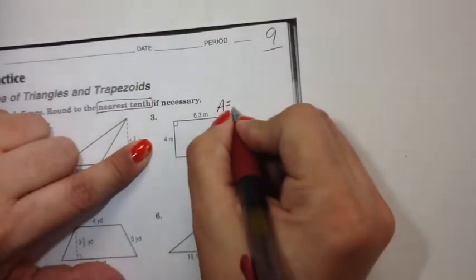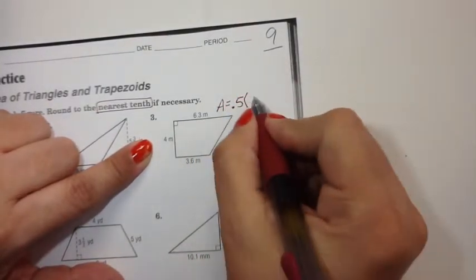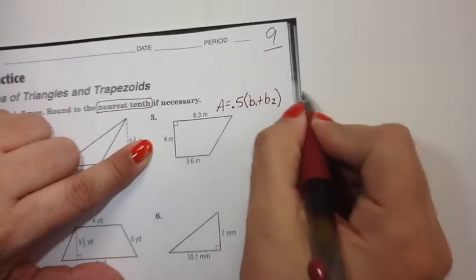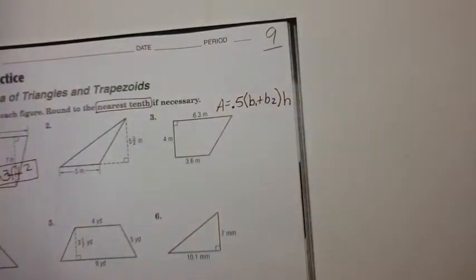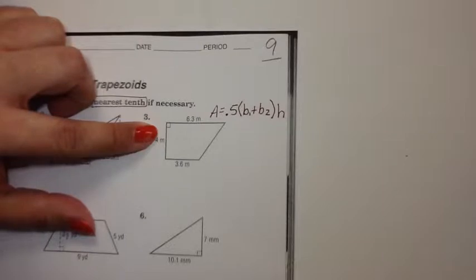0.5, which is half, right? Parentheses, base 1 plus base 2, and then parentheses, height. Now, the first thing you need to look at is that the part in parentheses is going to have to be the first part that you work out, right?